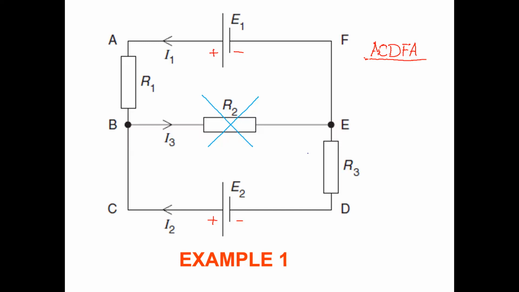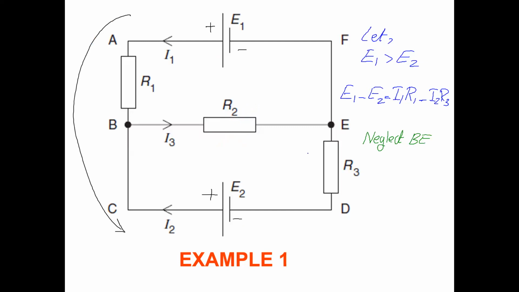ACDFA, the bigger loop. Now we suppose that E1 is greater than E2. Look at the equation: E1 minus E2 is equal to I1 R1 minus I2 R3.